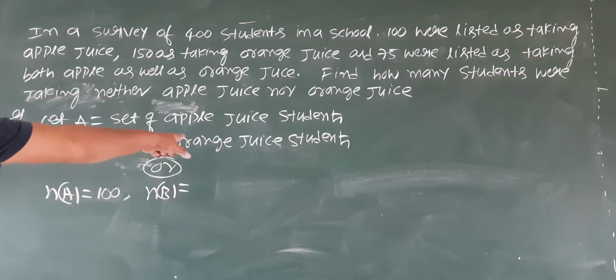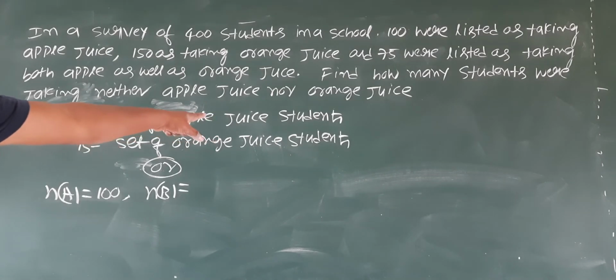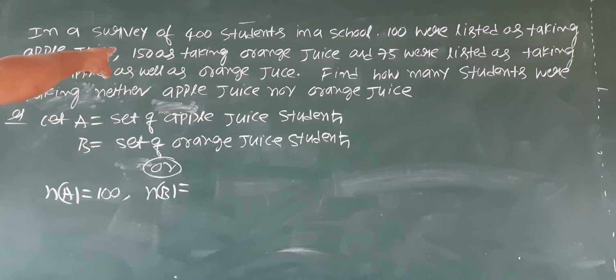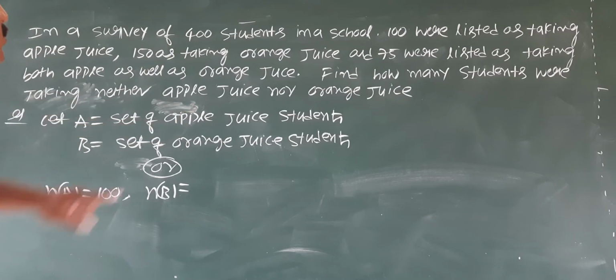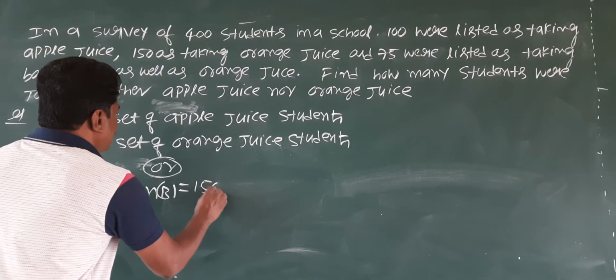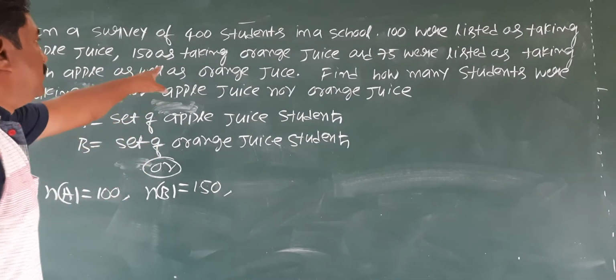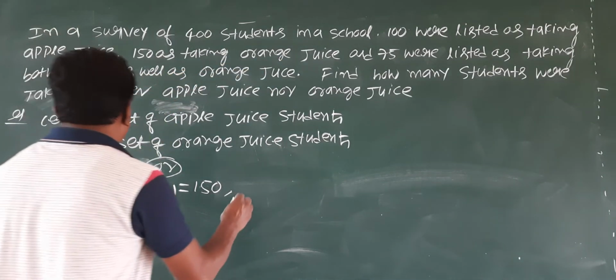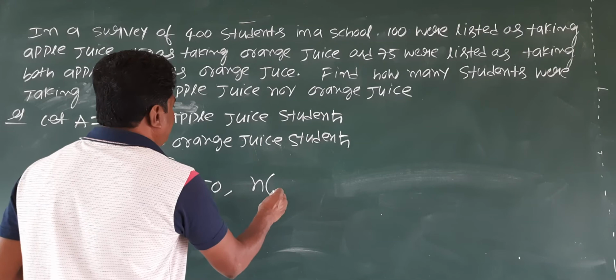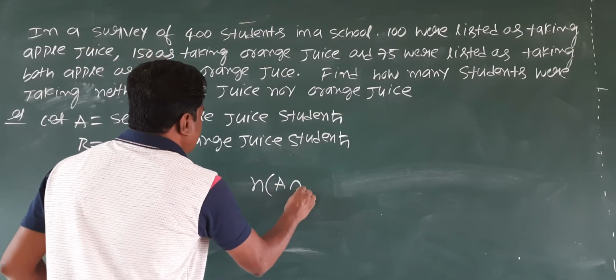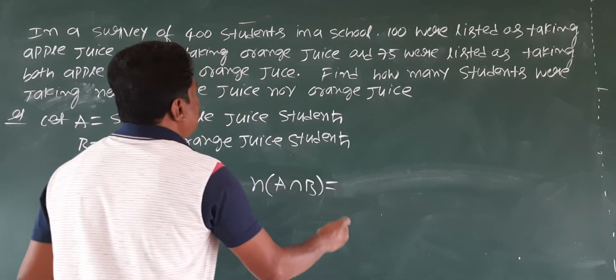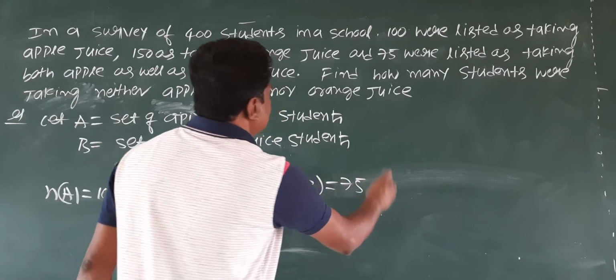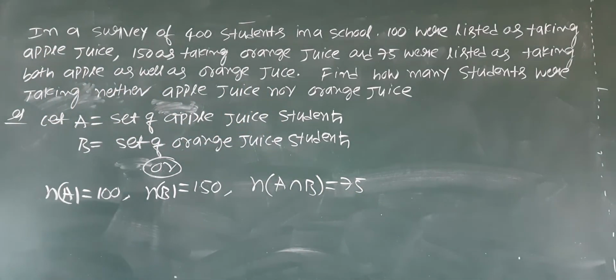Now the number of elements in B, students who like to have orange juice. How many such people are there? 150 are taking orange juice. Next, 75 are taking both apple as well as orange. That is A intersection B, 75.